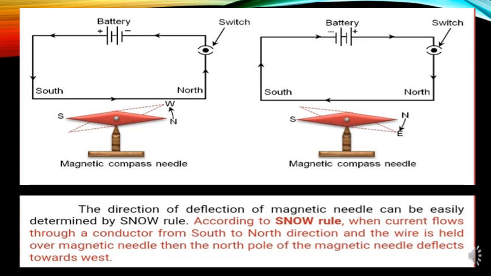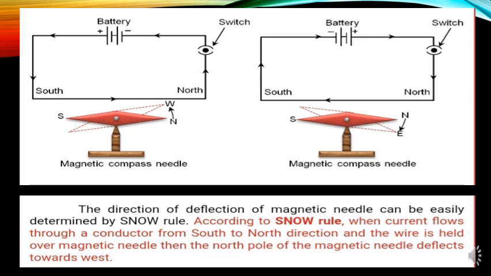But how can you remember these directions? You can remember using the SNOW rule. Now what is the SNOW rule? The direction of the deflection of the magnetic needle can be easily determined by the SNOW rule. According to this rule, when current flows through a conductor from south to north direction and the wire is held over a magnetic needle, then the north pole of the magnetic needle deflects towards the west.